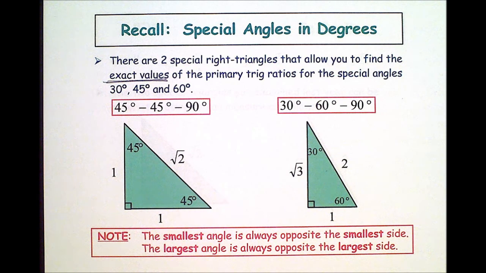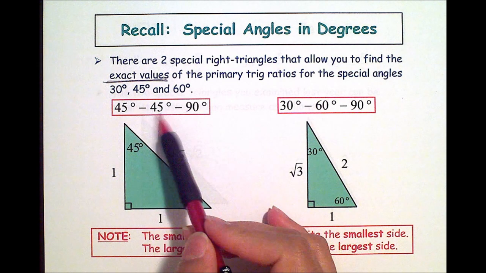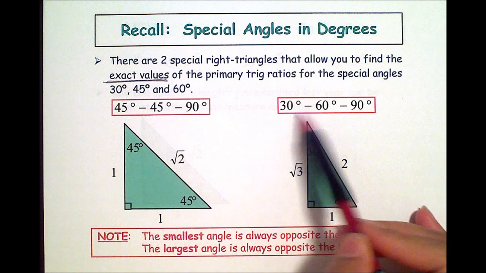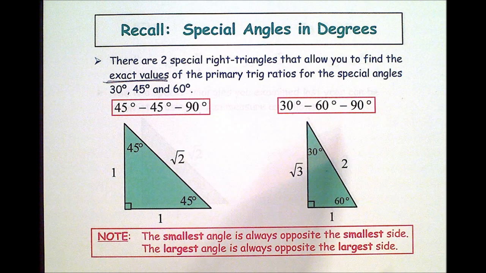So we had two triangles, the 45, 45, 90 triangle and the 30, 60, 90 triangle. And so this year, because we're looking at angle measures in radians, we're no longer going to be looking at 45, 45, 90 and 30, 60, 90. We're going to look at those angles in radians instead, and you'll see that in a few minutes.